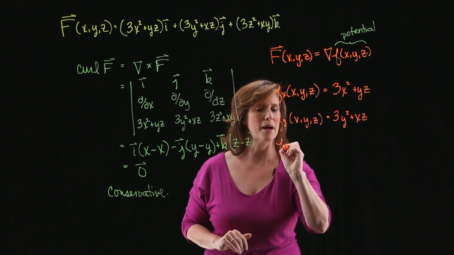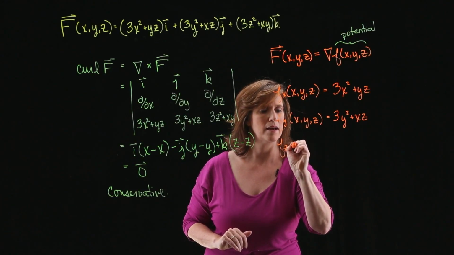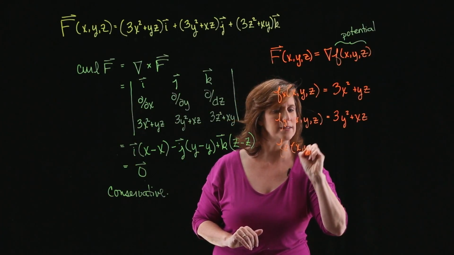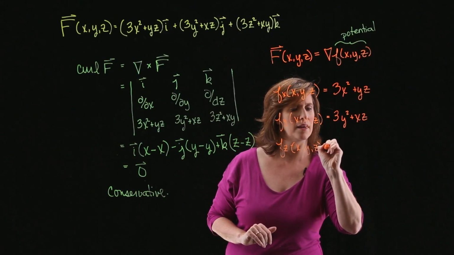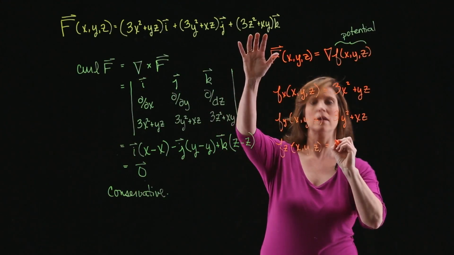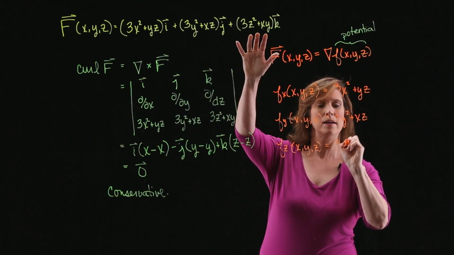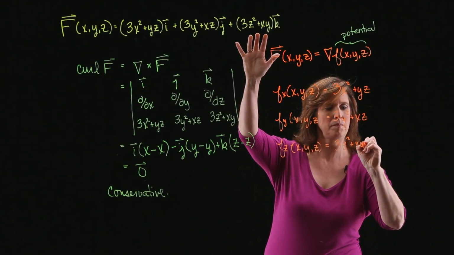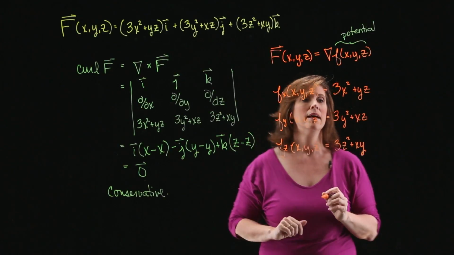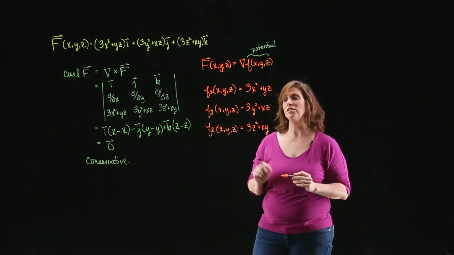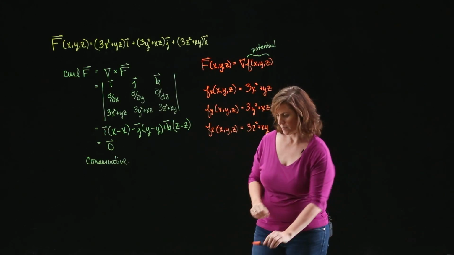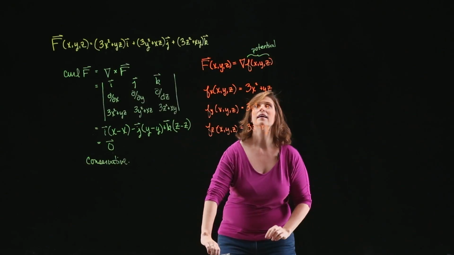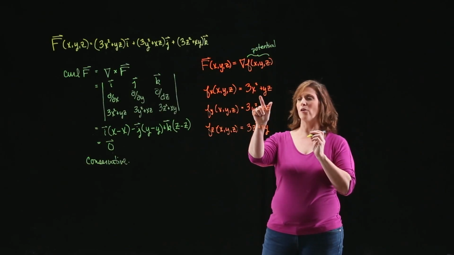And my partial with respect to z of xyz is going to be that third component, which is 3z squared plus xy. Now I need to use this information to help me get what function f is. Well, let's begin by looking at this first partial.